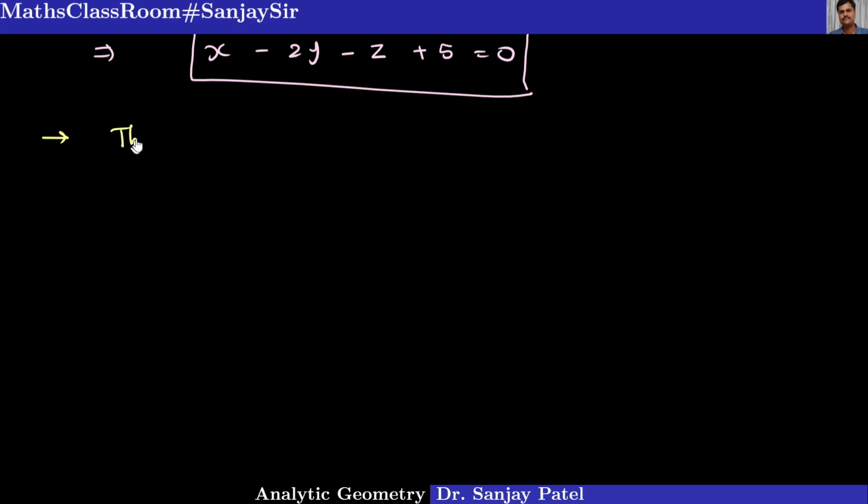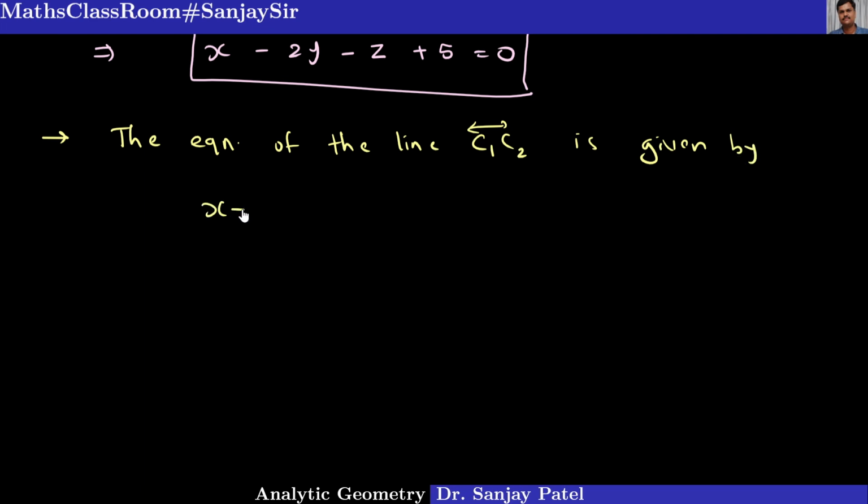The equation of the line C1, C2 is given by, as I explained, x minus alpha. It is passing through, you know that, 2, minus 5 and 1. So let me write directly the equation for line C1, C2.